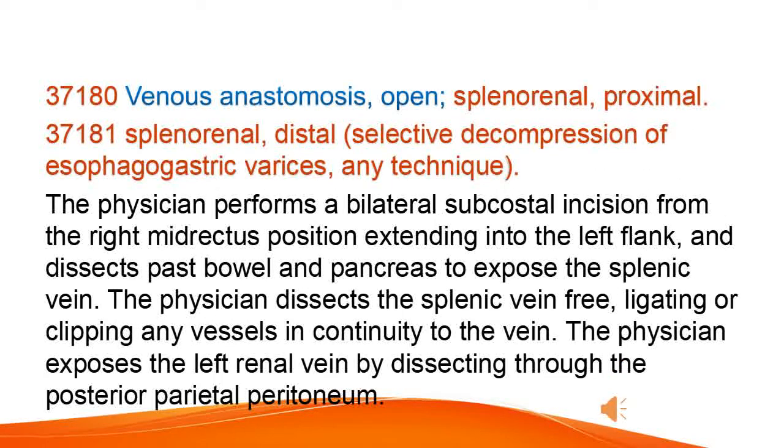Venous anastomosis, open, splenorenal, proximal. Splenorenal, distal, selective decompression of esophagogastric varices, any technique. The physician performs a bilateral subcostal incision from the right midrectus position extending into the left flank, and dissects past bowel and pancreas to expose the splenic vein.